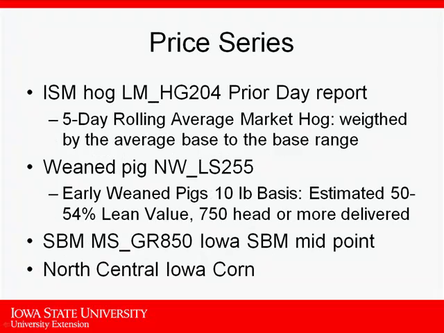So here are our reports. We use the 204 on hogs, 5-day rolling average, weighted average price. It's got the discounts and premiums in there. The LS 255, 10-pound pig, 54% lean. It's that category. But the 750 head are a larger category. And then here's where we get the soybean meal, the GR 850 report, and North Central corn.